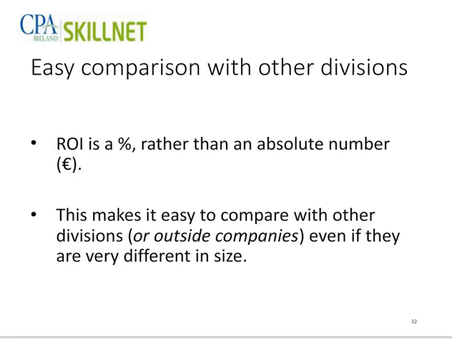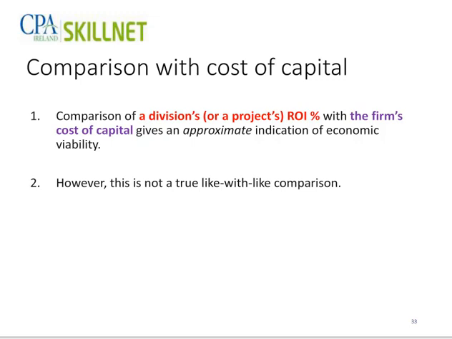Well, we can identify a number of possible reasons. First of all, it's an easy number to compare with other divisions. ROI is a percentage rather than an absolute number. This makes it easy to compare with other divisions or even other companies, even if they are very different in size.